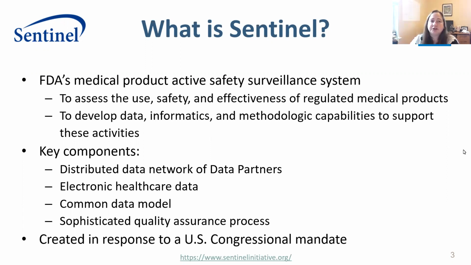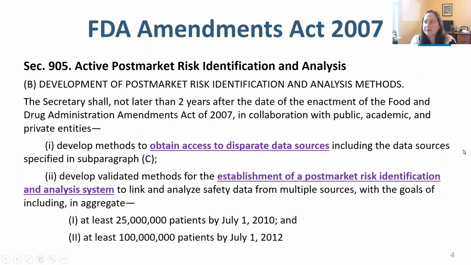Sentinel was actually created in response to a congressional mandate. The FDA Amendments Act in 2007 required the FDA to develop this active post-market risk identification and analysis system. It required 2 things. It said you obtain access to a number of different data sources, and it laid out claims, EHR, and registry type data. And then it said establish the system, and it laid out benchmarks for the number of people that we had to cover by certain times to make sure we were growing the system.